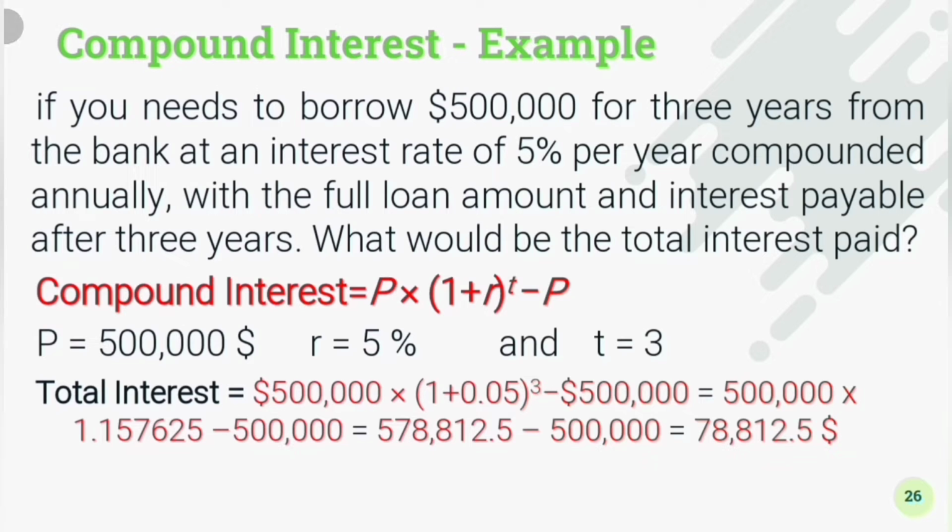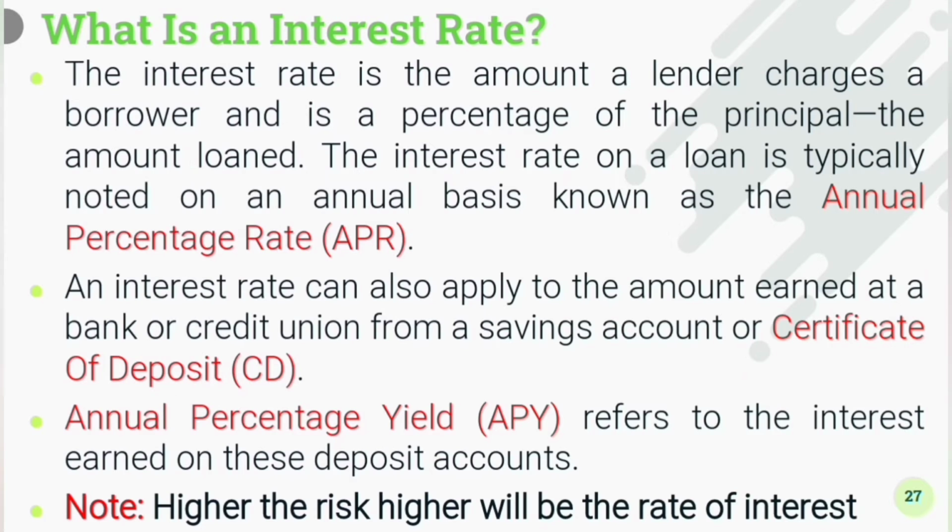Total interest will be 500,000 multiplied by (1 plus 0.05) to the power 3, minus 500,000. That will be equal to 500,000 multiplied by 1.157625, minus 500,000, which will be equal to 578,812.5 minus 500,000, which will be equal to $78,812.5.